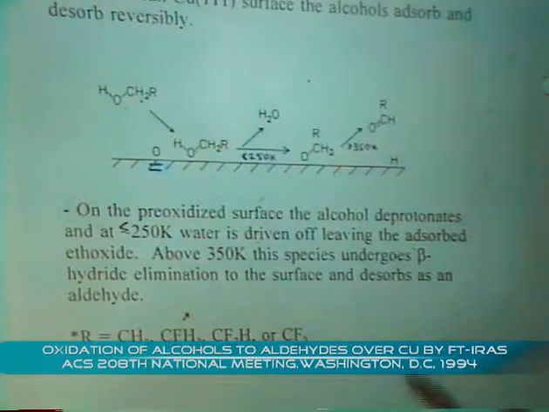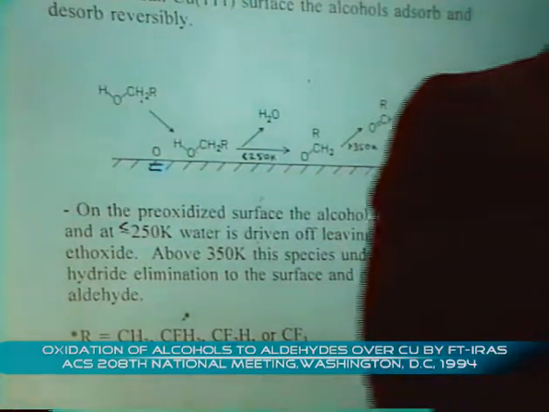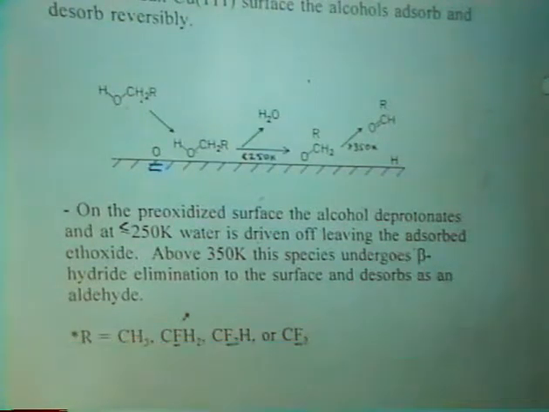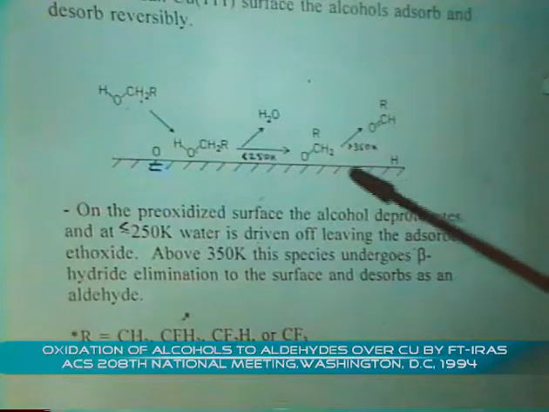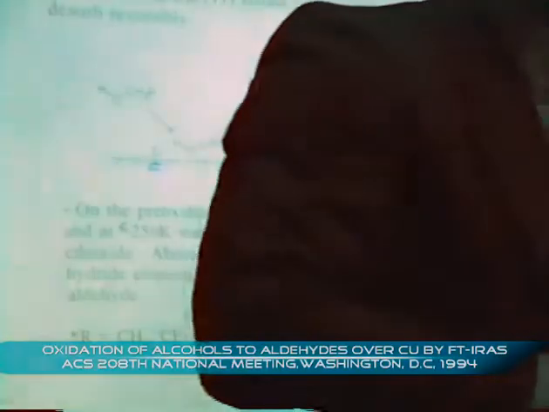Below 250 Kelvin, water is desorbed, leaving the stable adsorbed alkoxide intermediate. That's the subject under discussion this afternoon. Upon further heating, this species undergoes beta hydride elimination. One of the hydrogens is lost to the surface, the double bond forms between the carbon and the oxygen, and this species desorbs as the aldehyde.